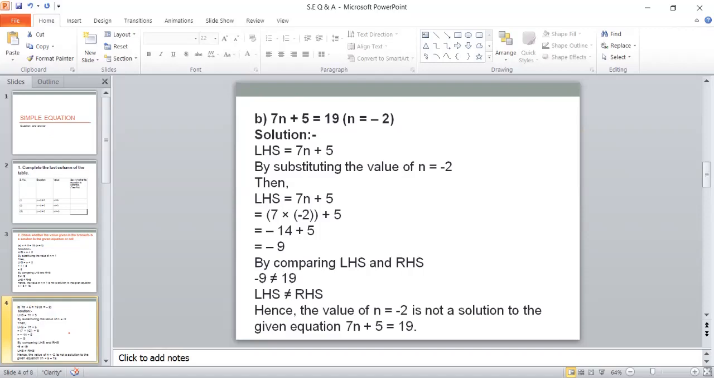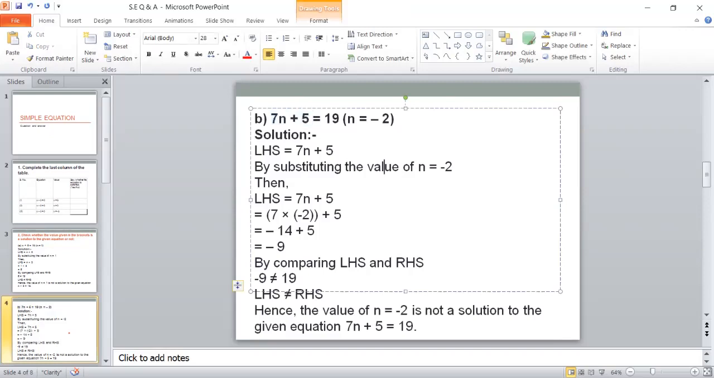What we have to do is put the value of n in the equation and check whether this is coming 19 or not. If the LHS side comes equal to 19, that is, LHS is equal to RHS, then only this will be satisfied. If it is not coming as such, then this will not be satisfied. So LHS is given as 7n plus 5, and we have to put the value of n as minus 2.